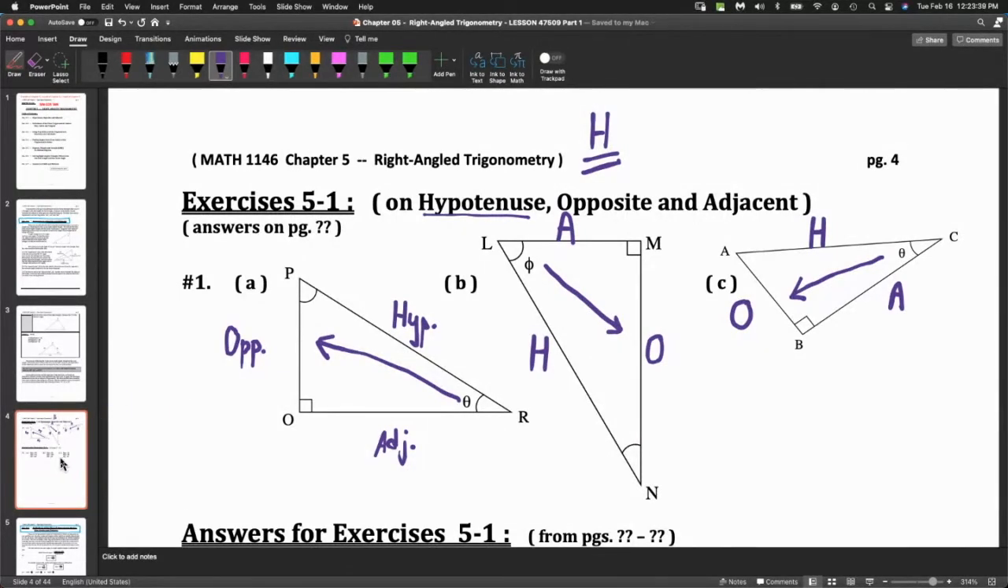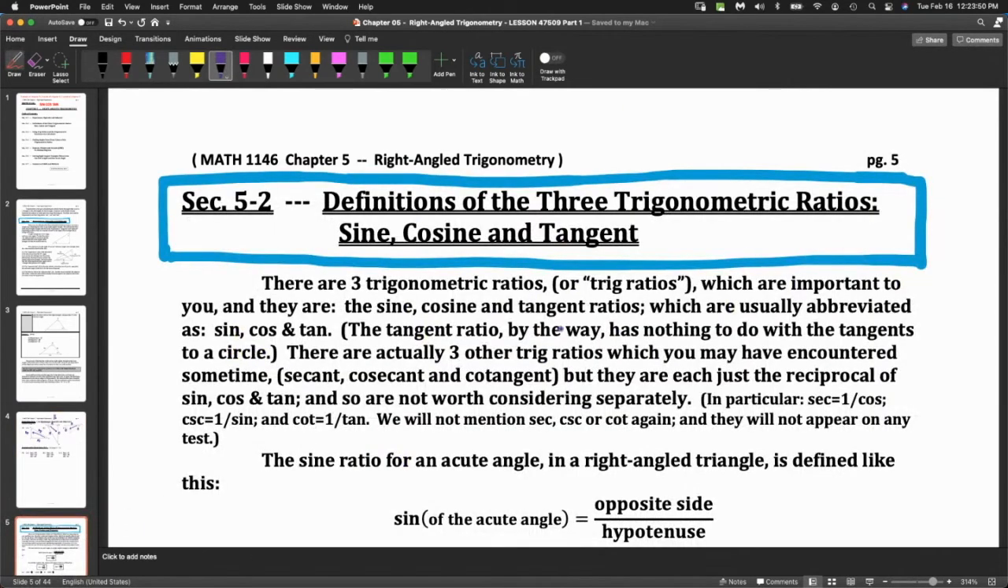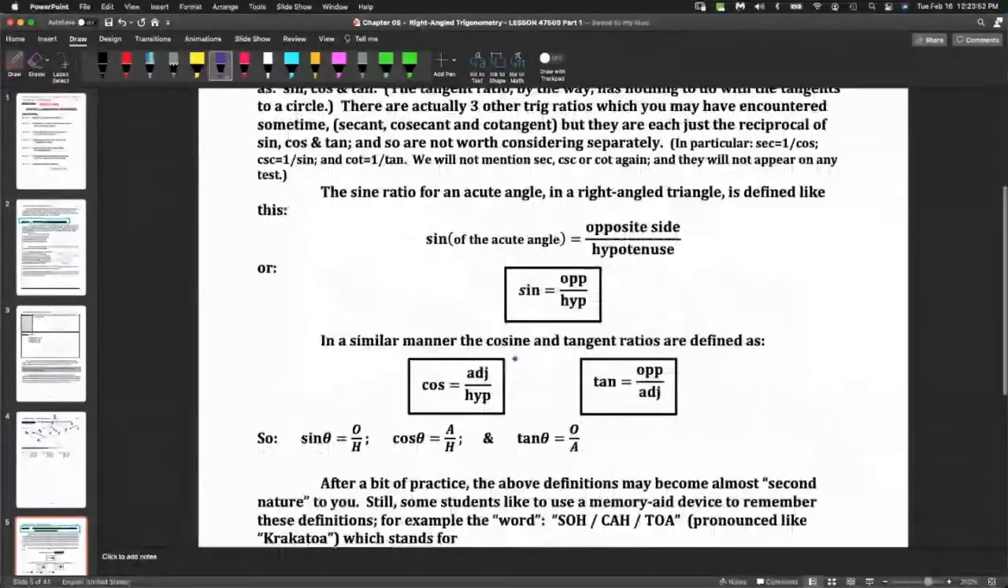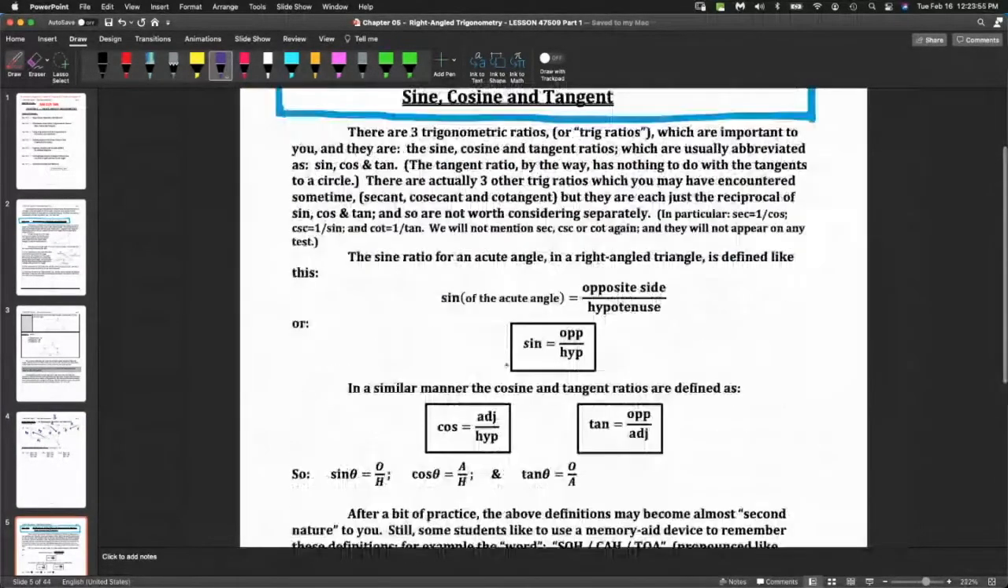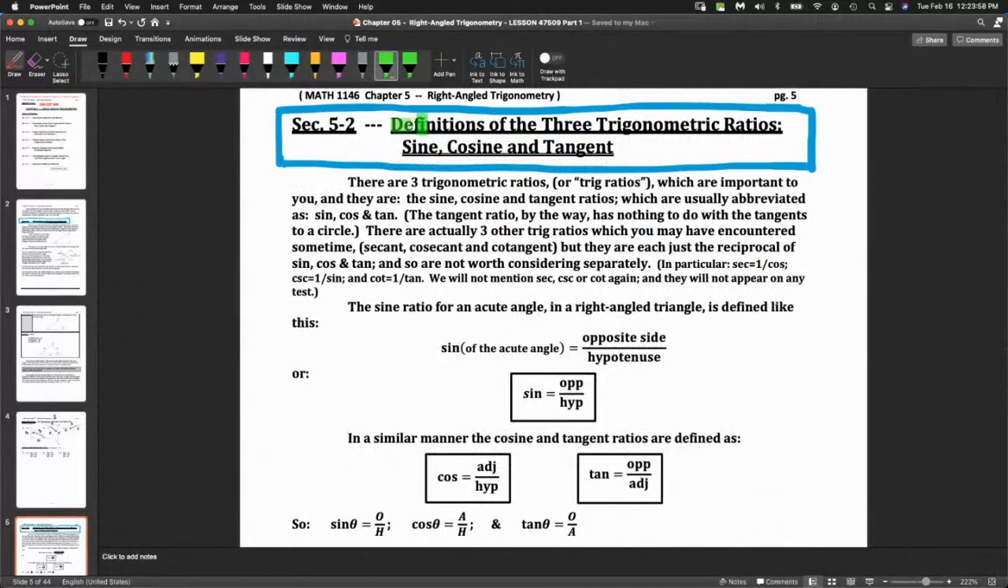So once you label the triangles, then you can start to use sine, cosine, and tangent, which is the next topic. And there's a very important word here. The most important word on this page for me is this: definitions. So why am I so keen on that word? Because what I'm showing you, these boxed items here, which are the definitions for sine, cosine, and tangent, I want to emphasize that word definition.